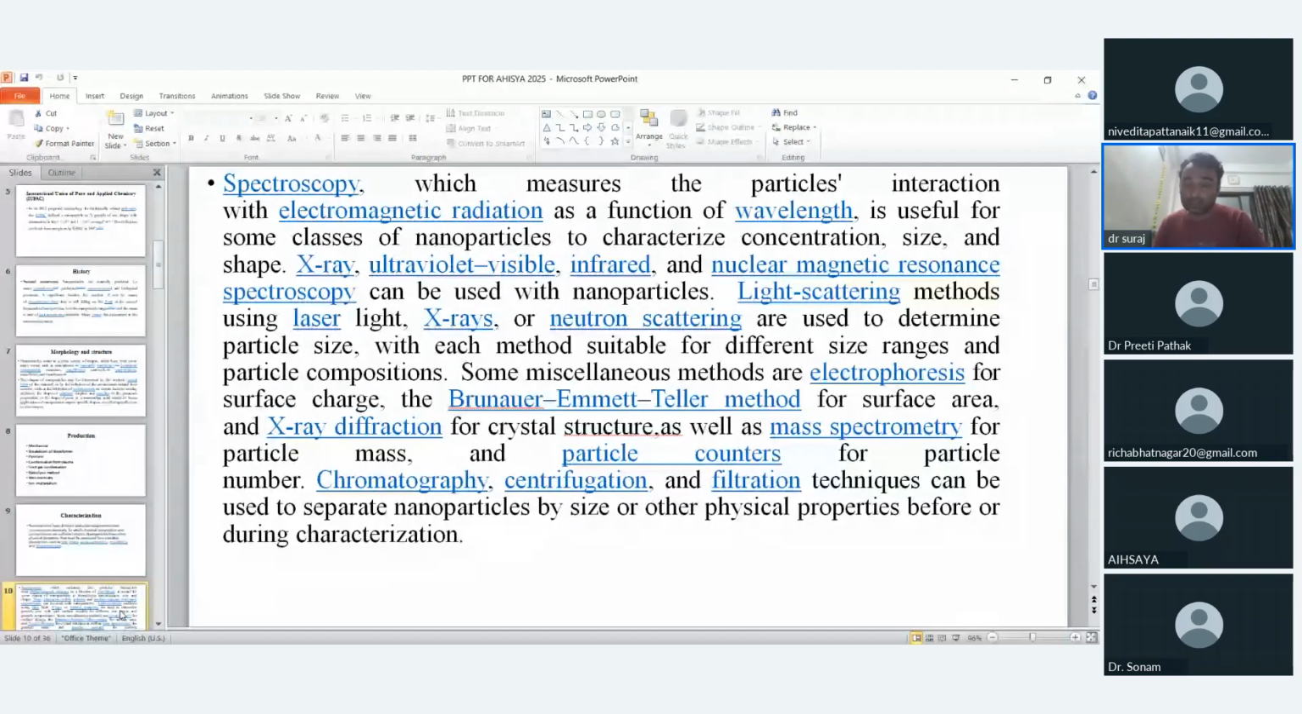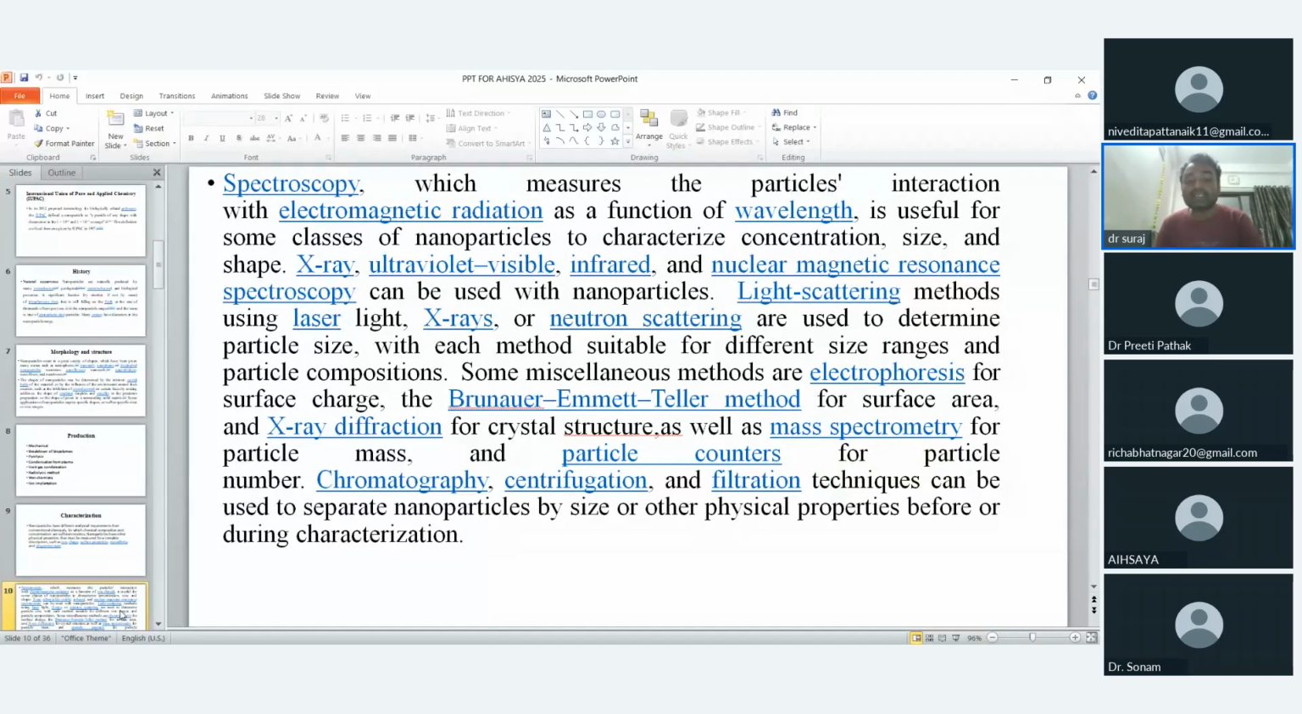Another one is NMR, nuclear magnetic resonance. Generally, it detects the magnetic property around the nucleus. That is the main principle of NMR. It detects and identifies based on the electromagnetic field around the nucleus of the atomic structure. So this is NMR. So there are different aspects of standardization of nanoparticles.